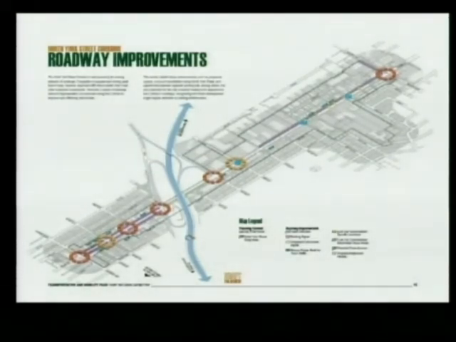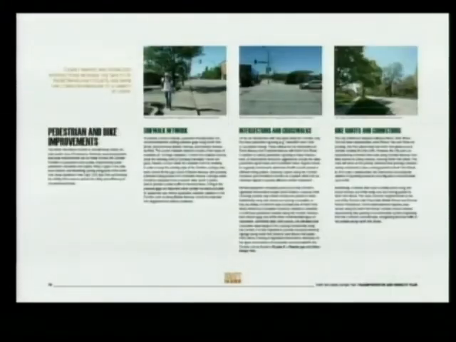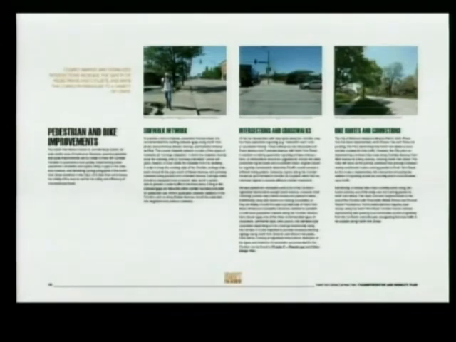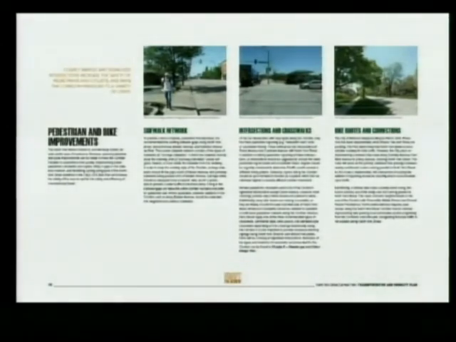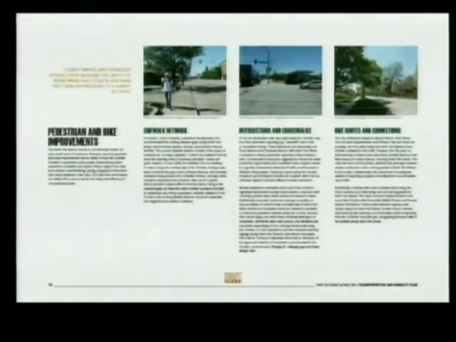This just identifies what all those different recommendations we're trying to talk about, puts them on a map. We show potential signalized intersections or cross access, things like that. The pedestrian and bike improvements is really more about the sidewalk network, the intersections and crosswalks, and the bike route connections.